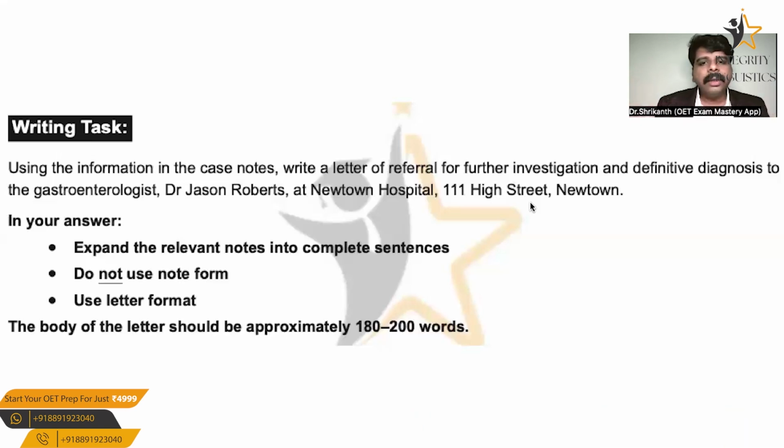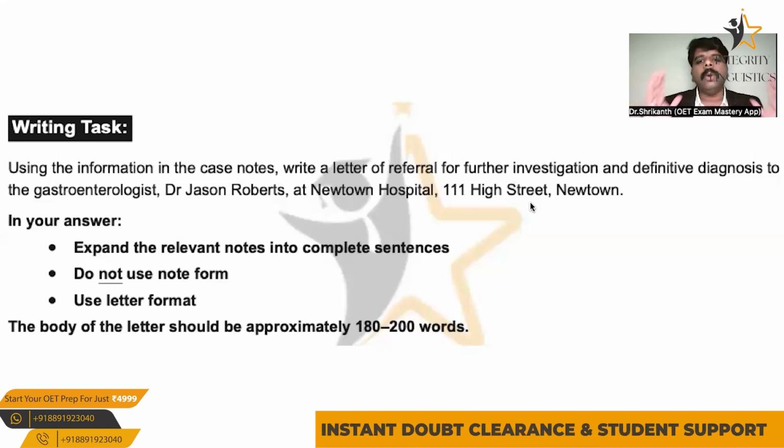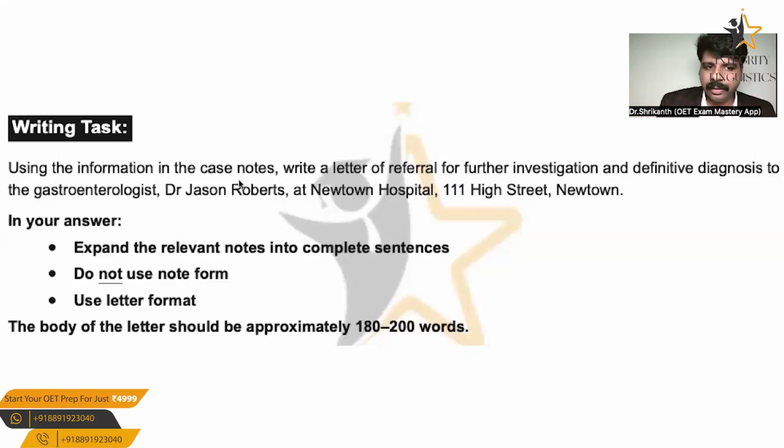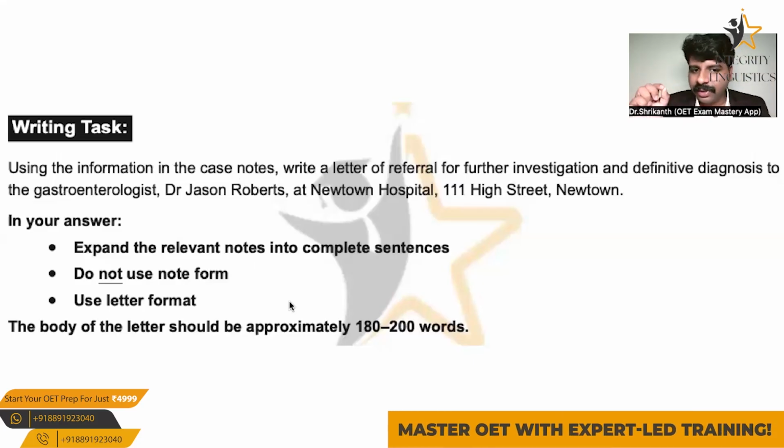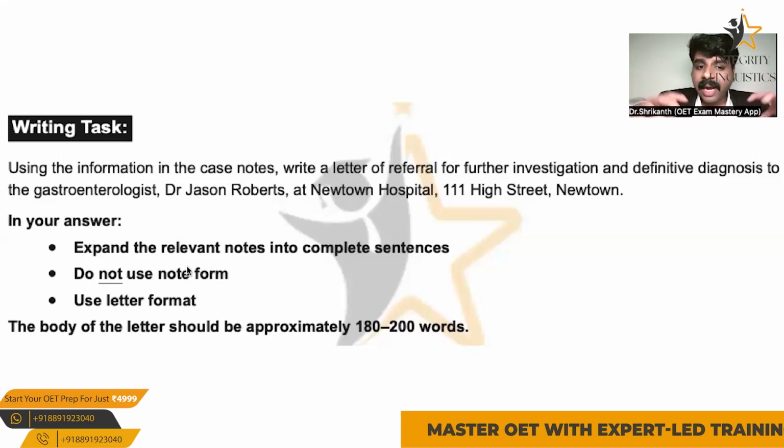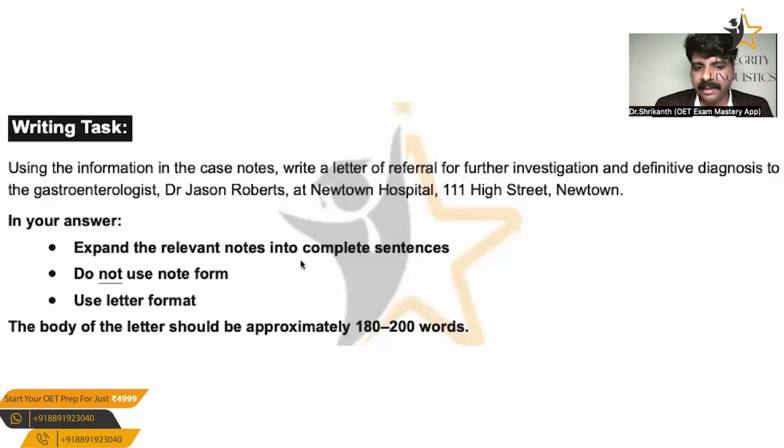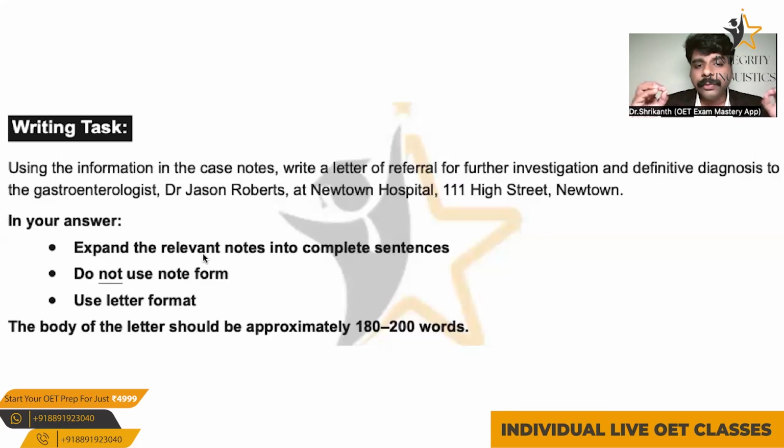So see over here, your duty in the OET writing task is to write a letter, a professional letter, all right, using the information in the case notes. But there is a catch. There are 4 instructions that you have to follow. Expand the relevant notes into complete sentences. So relevant notes basically means the important information, the useful information.